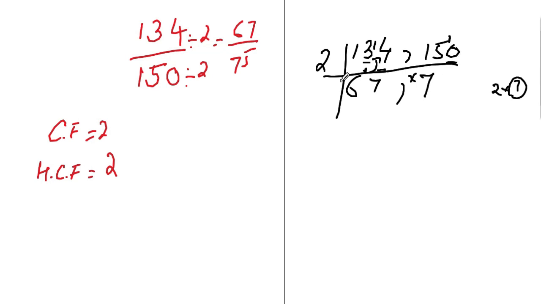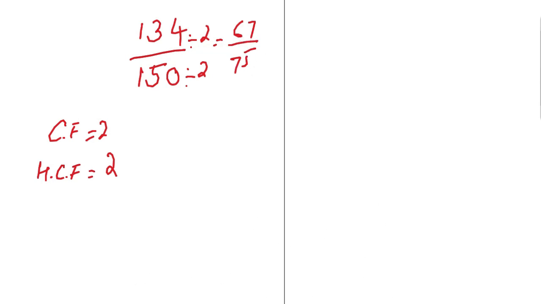It is 10 now, so 2 times 5 is 10. This is your final answer. Okay, so now this is your simplified fraction again. All right, so now we can do some more examples.